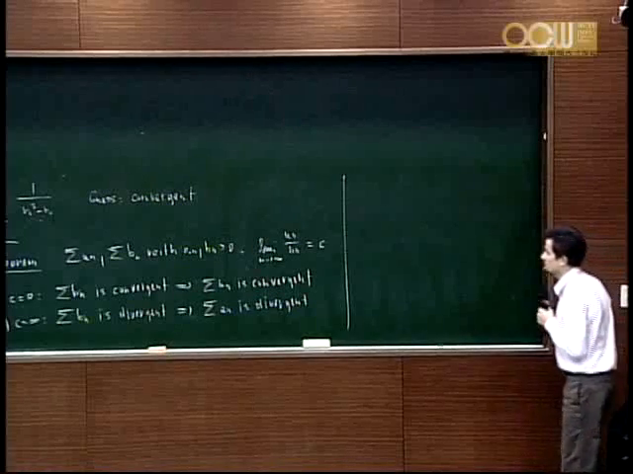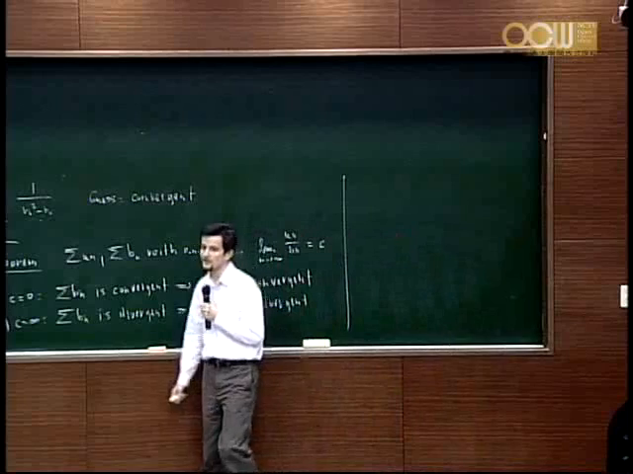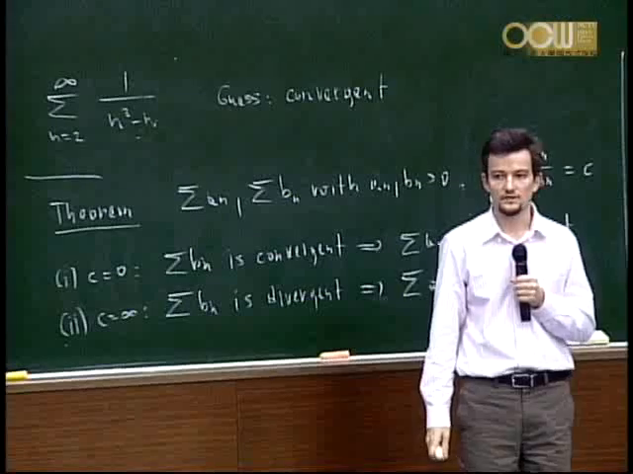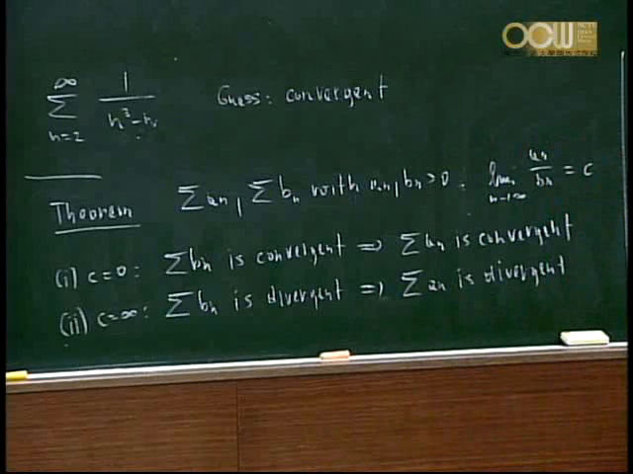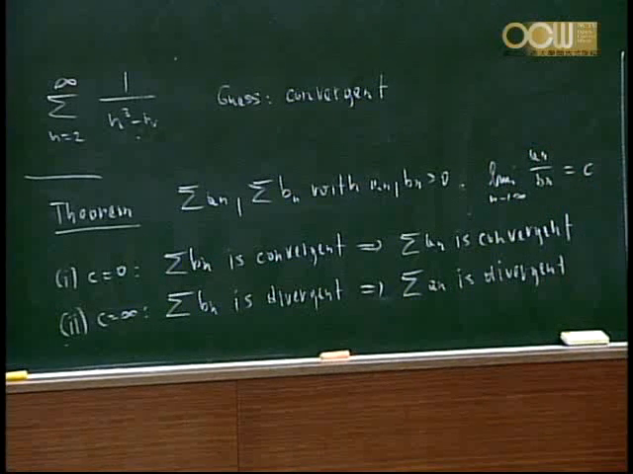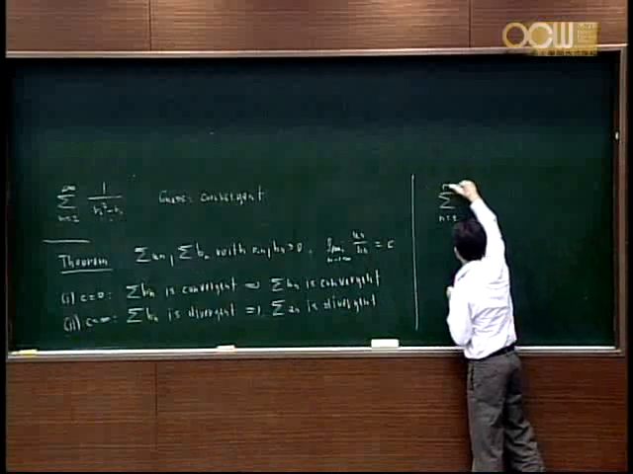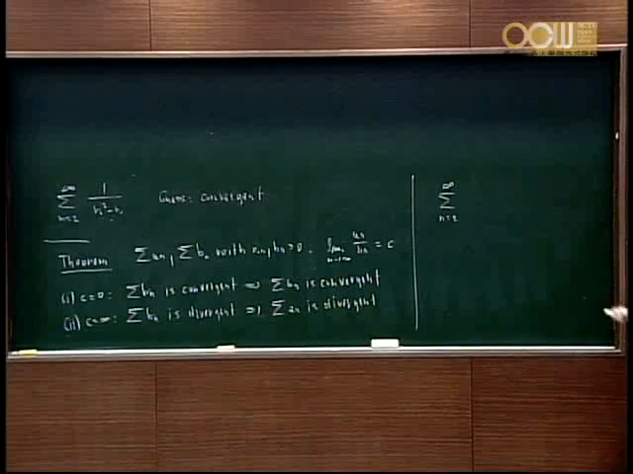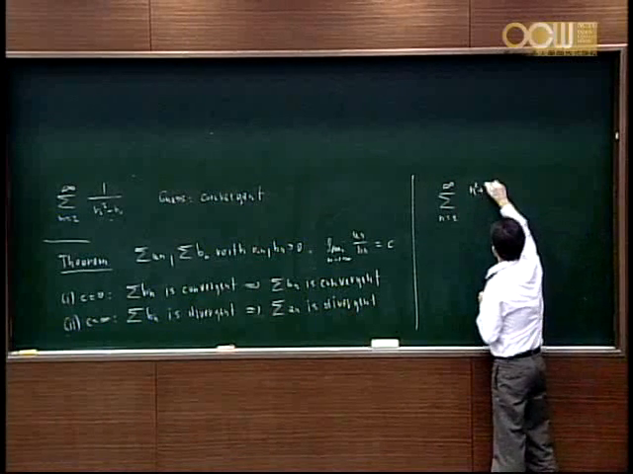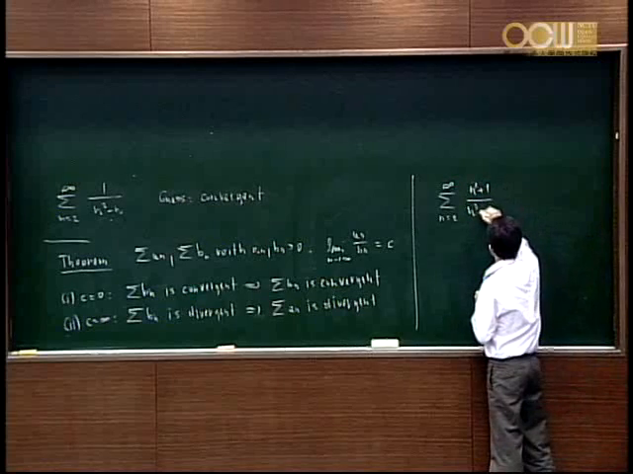Now you see that this is really a powerful tool, the limit comparison test, because now you can argue very quickly that some series are convergent or not. So for instance, if you look at this series, n squared plus 1 over n to the cube minus 1.